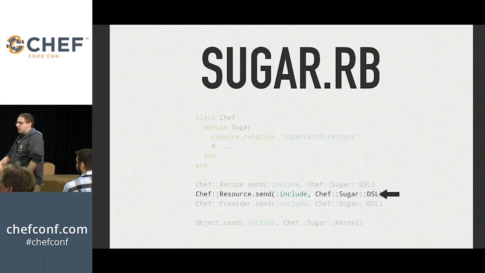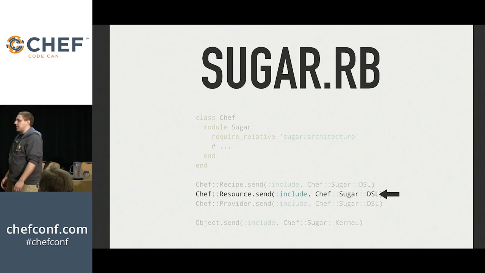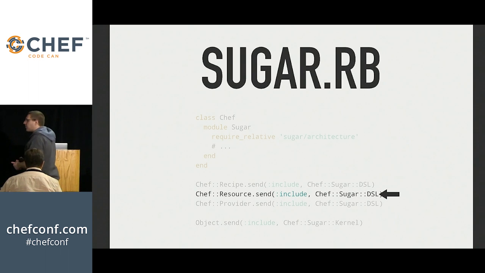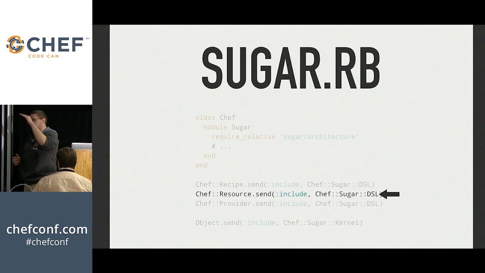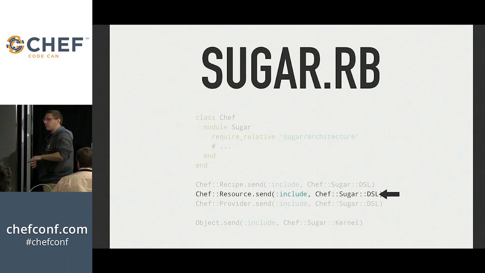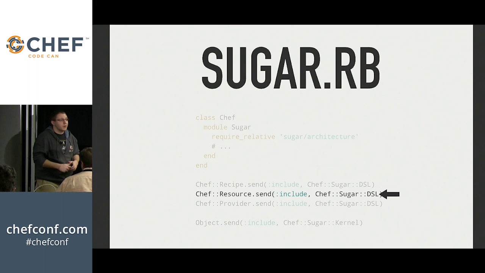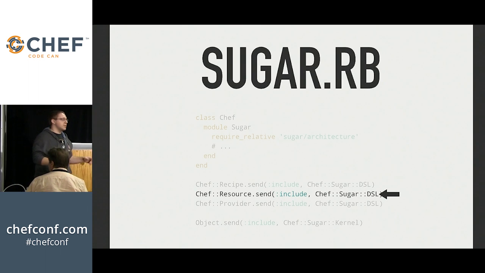So then when you go back to sugar, again, this was in the back of your mind from about 30 seconds ago, when we're including the Chef Sugar DSL, what's actually happening is we're including all of those methods that are defined at the bottom of those files. And those methods are actually just calling the top level module methods that have the same name. They don't have to have the same name, but semantics are cool.